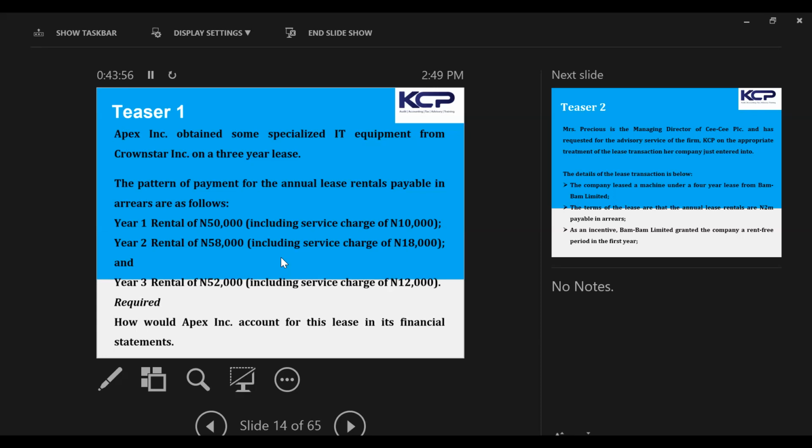All right, so it is the one. Can somebody read this for us? The pattern of payment for the lease rentals payable in arrears is as follows. Year 1, rental of 50,000, including service charge of 10,000. Year 2, rental of 58,000, including service charge of 18,000. And year 3, rental of 52,000, including service charge of 12,000. How would IFRS account for this lease in its financial statement? So who is the lessor, who is the lessee? Okay, so what are the things to do? We are accounting for whose book?